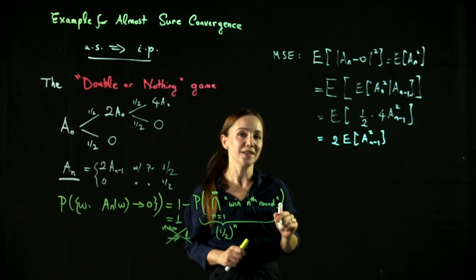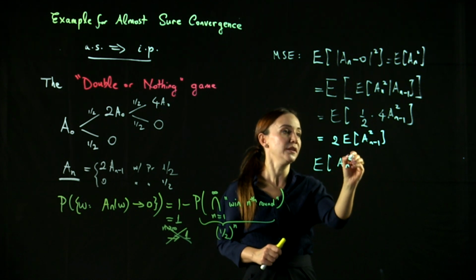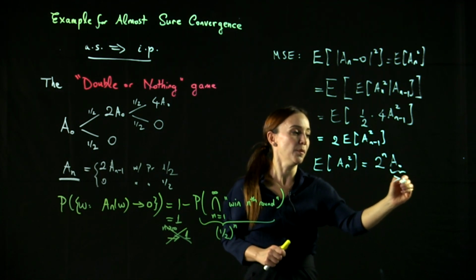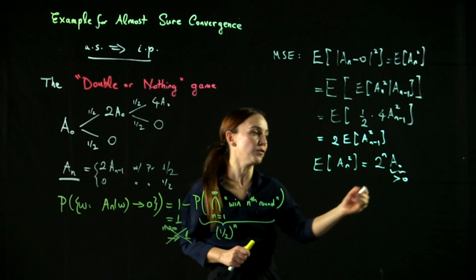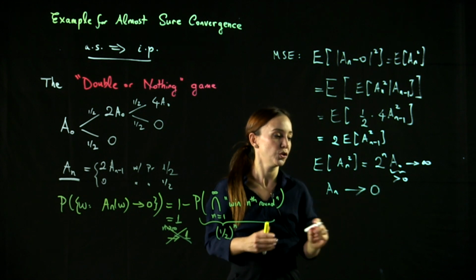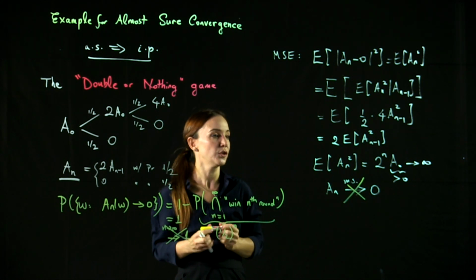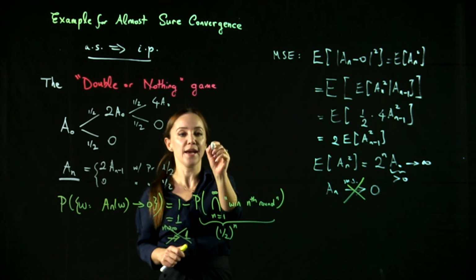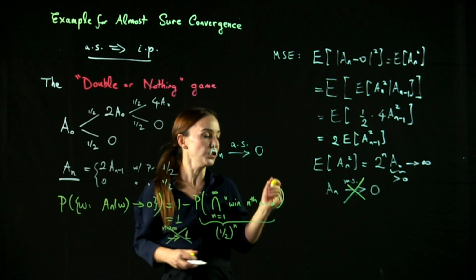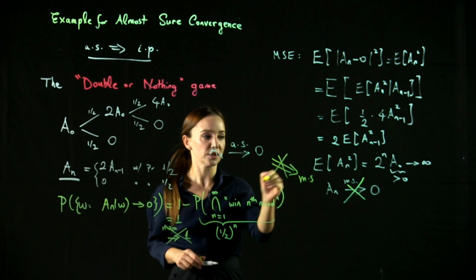Now, by iterating over n, it is easy to see that in general, the expectation of a_n squared goes like 2 to the n times a_0 squared. If a_0 is a positive amount of money to start with, the expected square of my fortune actually goes up to infinity. So a_n does not converge to 0 in the mean square error sense. On the other hand, a_n converges to 0 in the almost sure sense. So this shows that almost sure convergence does not imply mean square error convergence.